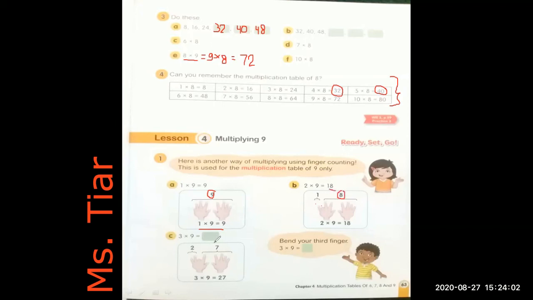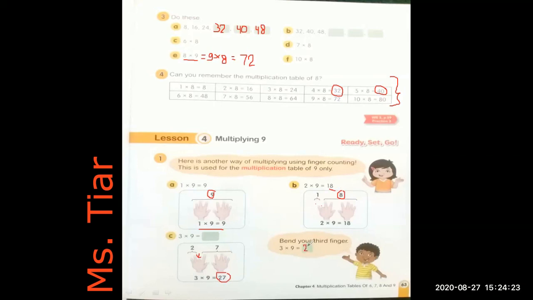How about 3 times 9 or 3 9s? We close the third finger here. Okay, so we have 2 over here, and then the rest of the fingers, we get 7. So the answer is 27. So bend your third finger, and you get 27.